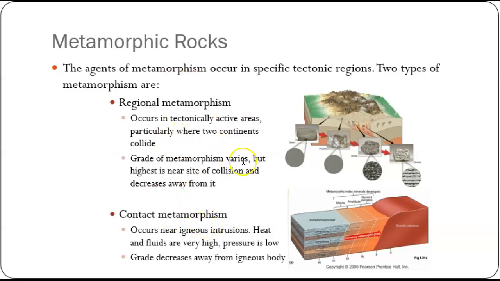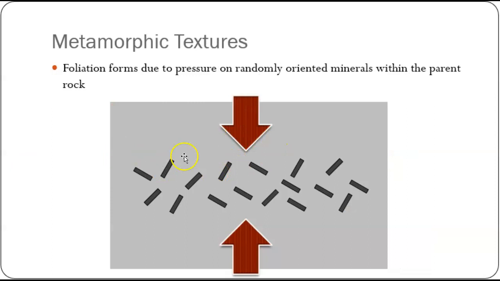So high differential pressure is the driver here. High heat is the driver for contact. Let me jump to a few pictures. Let me show you this real fast. This is this idea that within the rock there are minerals that are elongated like this, and if you crush it in one direction, they'll start to line up. And this is that texture that we talk about, foliation.